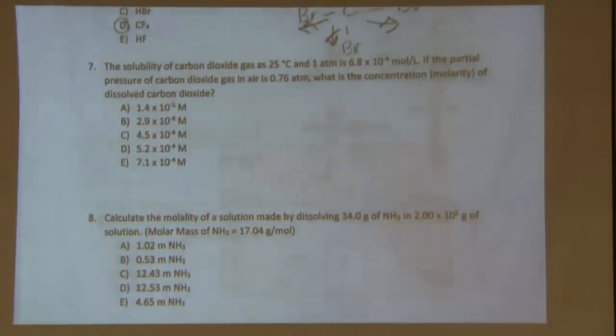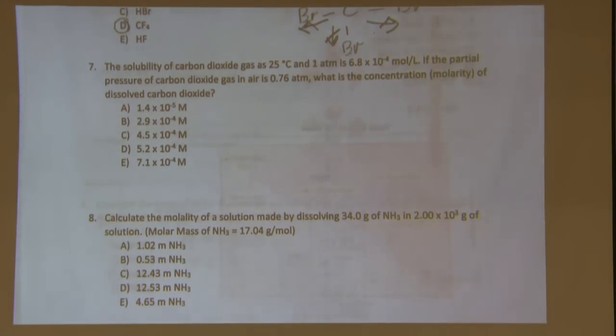Okay, here for this question, number 7. It says the solubility of carbon dioxide gas at 25 degrees Celsius and 1 atmosphere is 6.8 times 10 to the negative 4 moles per liter. So looking at that problem, if you see the word solubility of gas, what kinds of things does that bring up?